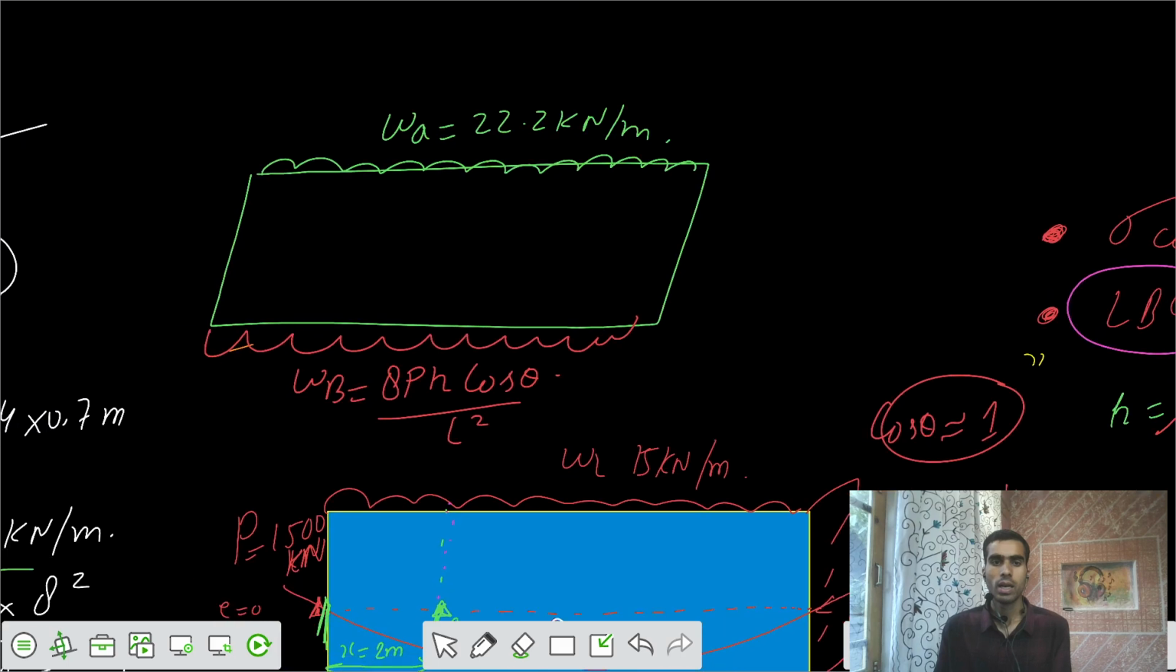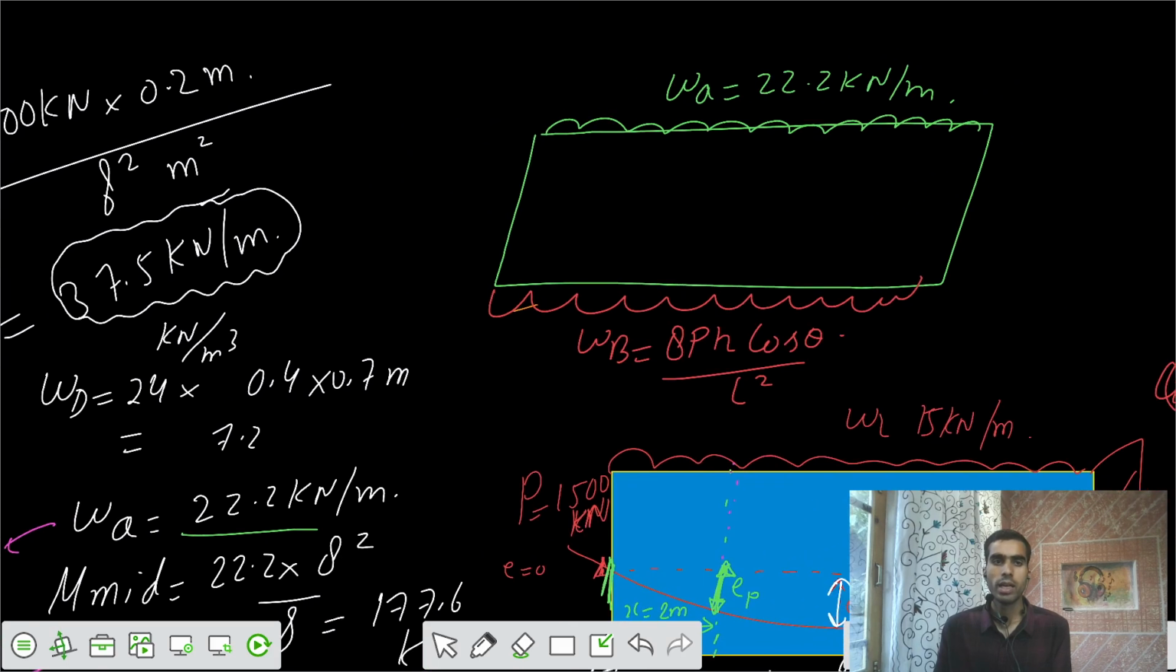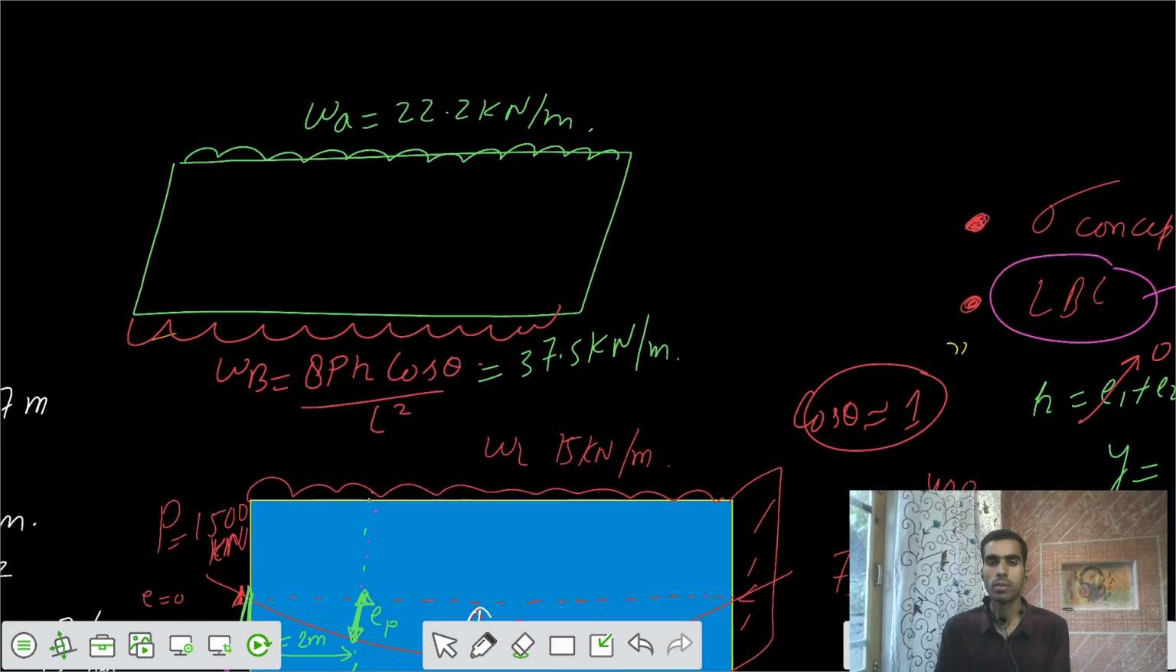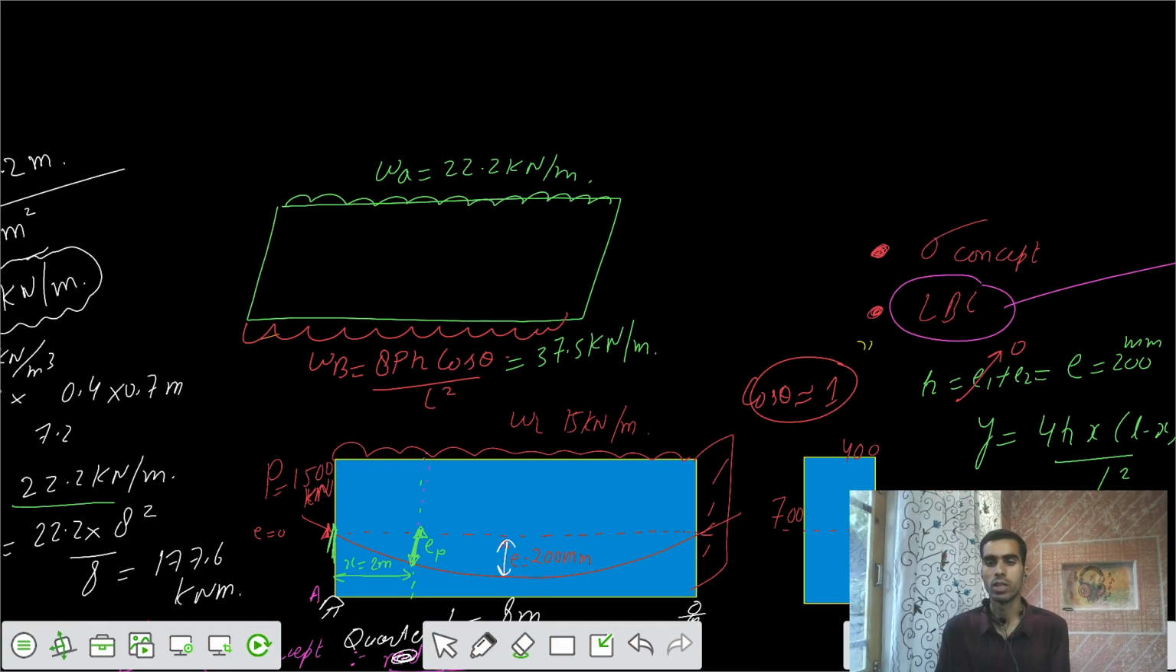So I would say because of this one, it's more. That means the upward UDL is more. This is 37.5 kilonewton per meter. But the external downward load is only 22.2. So that means there should be a net upward UDL.